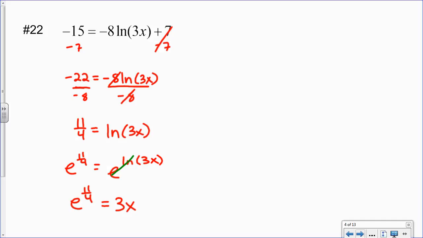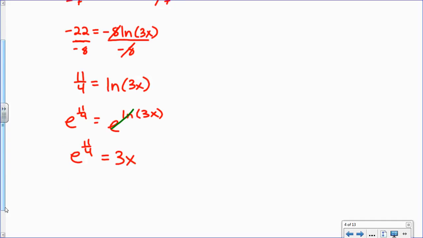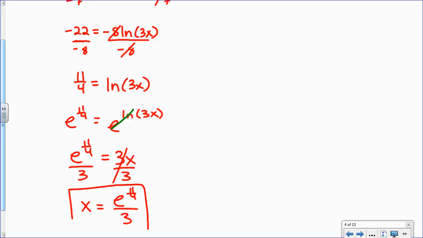Okay. And then Kyle? Divide by 3. Yep. Divide by 3. So my exact answer is e to the 11/4 divided by 3. Let's round to 4 decimal places again for an approximate answer.